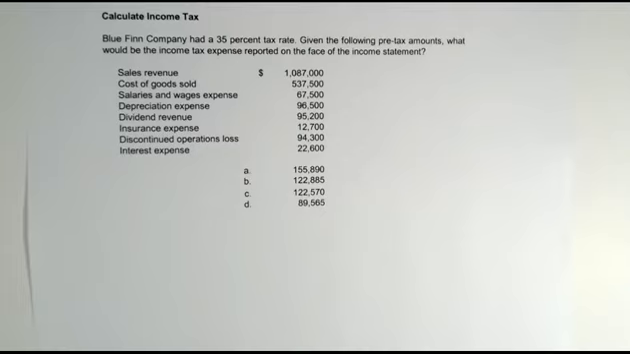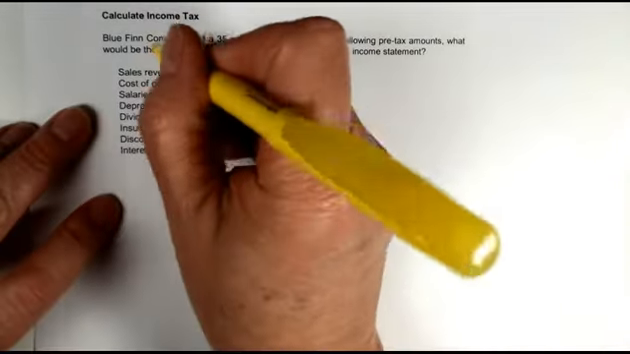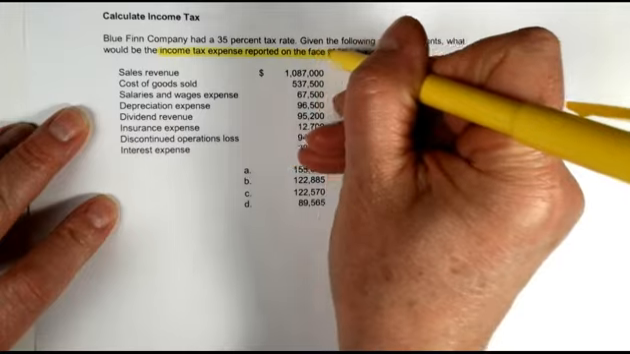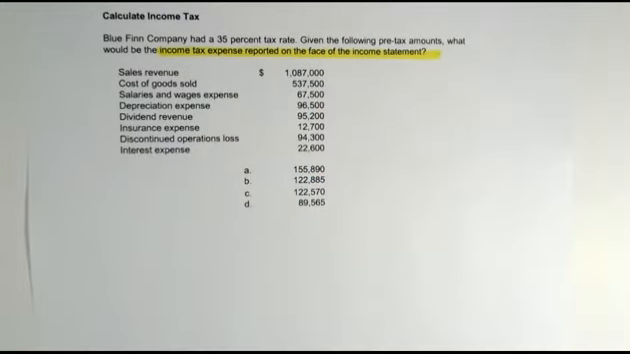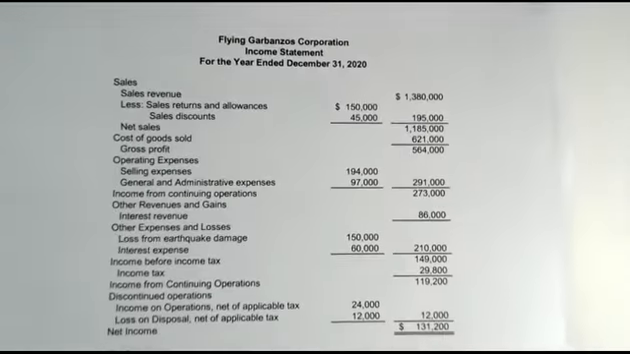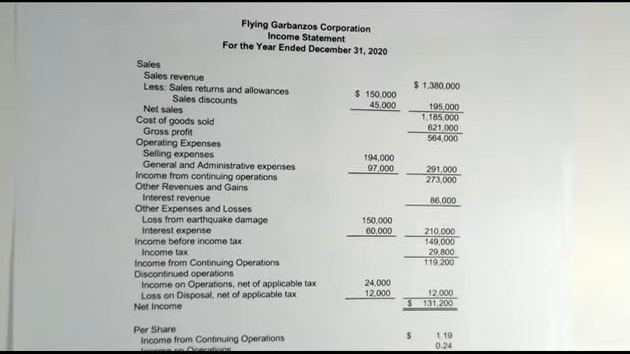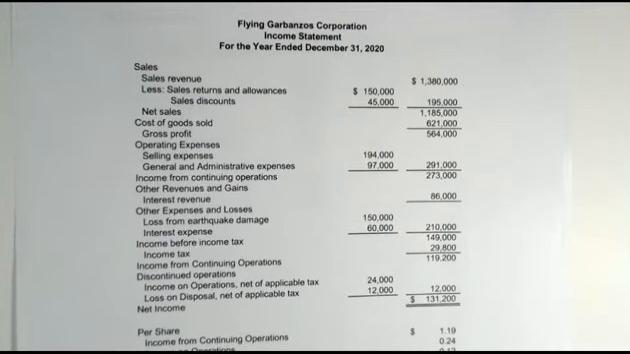Bluefin Company had a 35% tax rate. Given the following pre-tax amounts, what would be the income tax expense reported on the face of the income statement? So that's what it's asking us. What is the income tax expense that's reported on the face of the income statement? Well, first let's look at an income statement so we can figure out what is going to be included in the calculation of income tax expense.